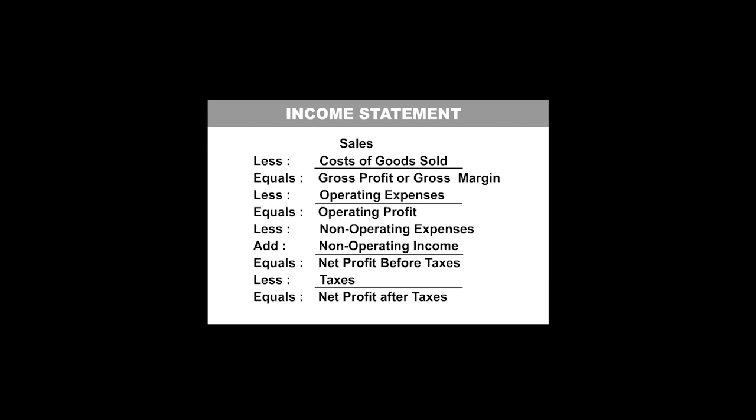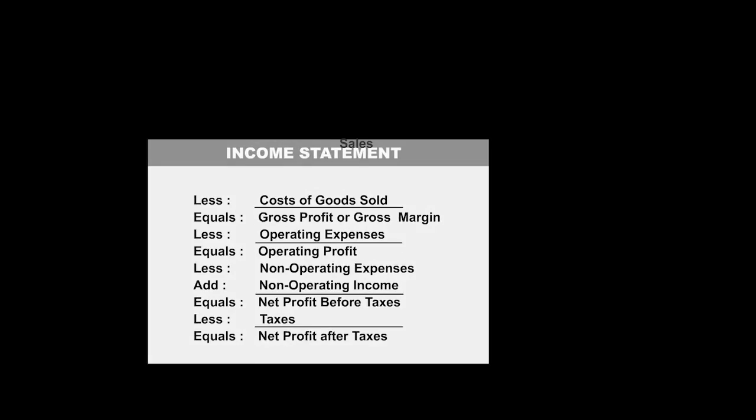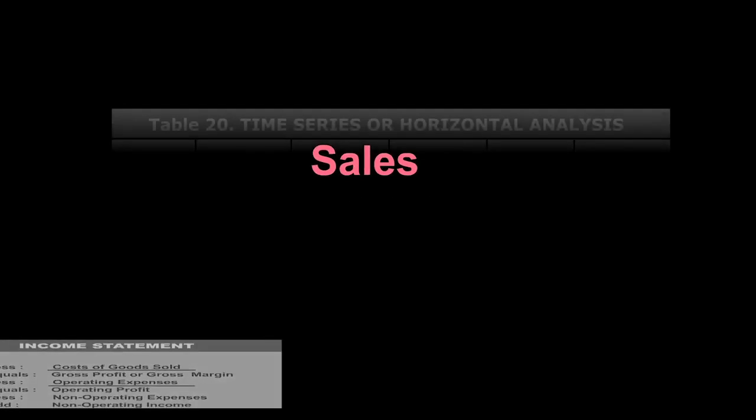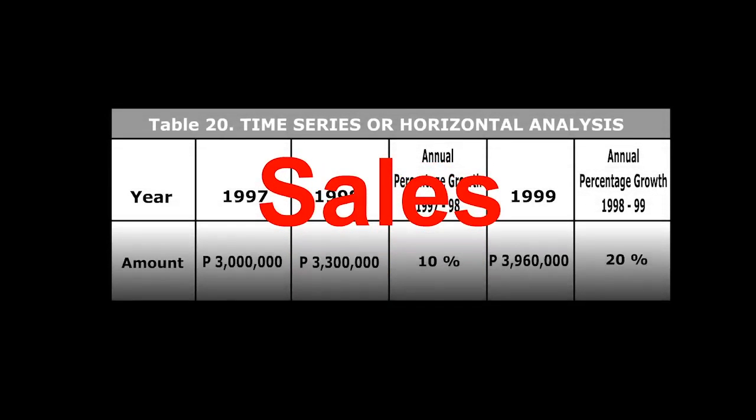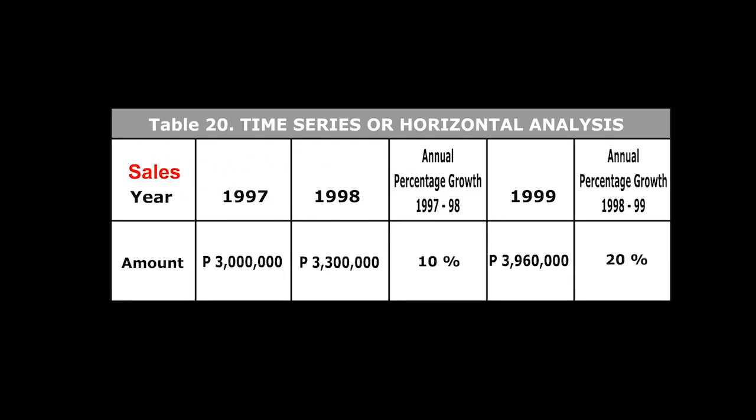This comparative analysis over several years or months is called a time series analysis or a horizontal analysis, since the sales figures are usually put along a horizontal plane. The growth rate from year to year can be computed on a percentage basis.